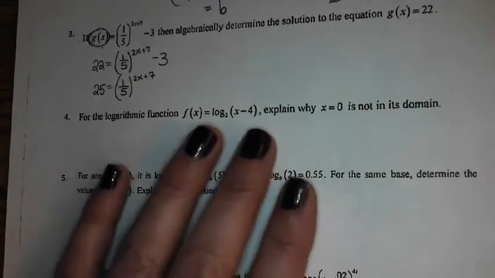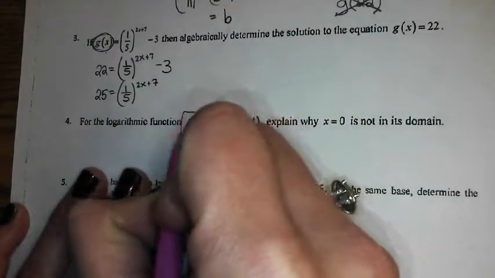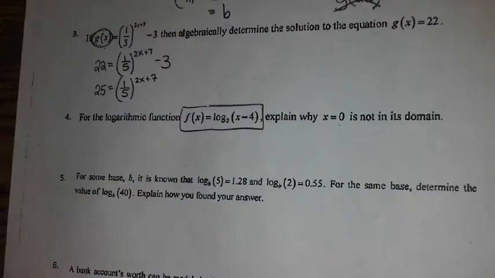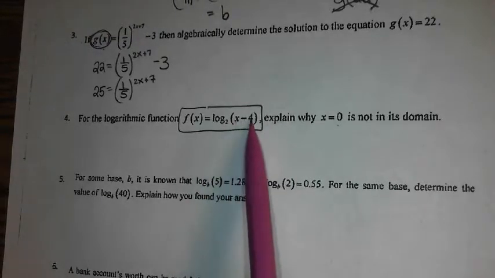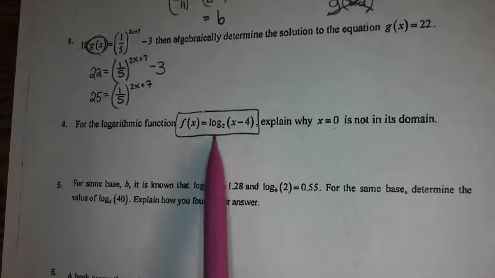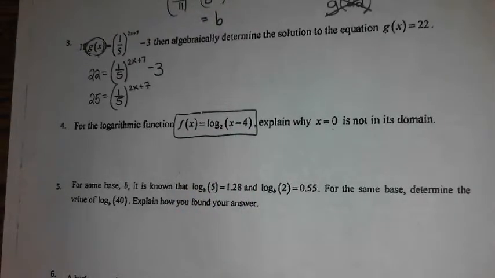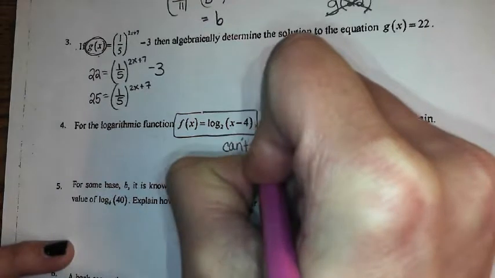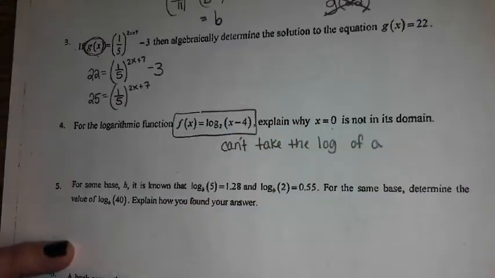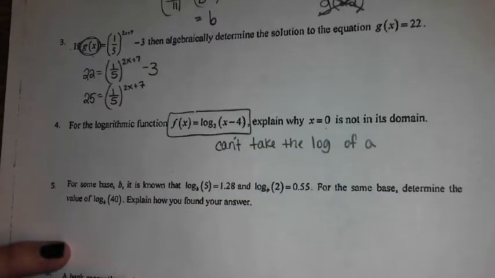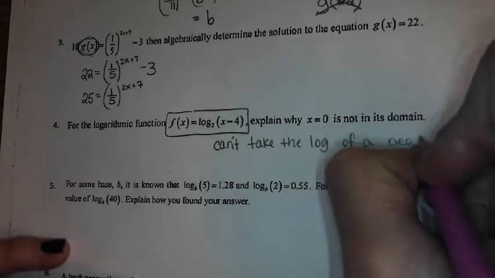Number 4. Here's the function. Why is x equaling 0 not in the domain? If I did plug in an x of 0, what's 0 minus 4? -4. Why is log base 2 of -4 going to give me an error on my calculator? Very good. You can't take the log of a negative.